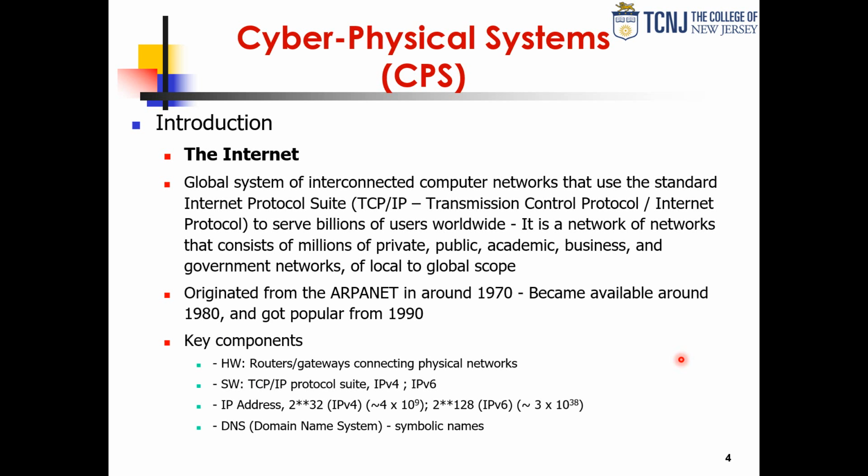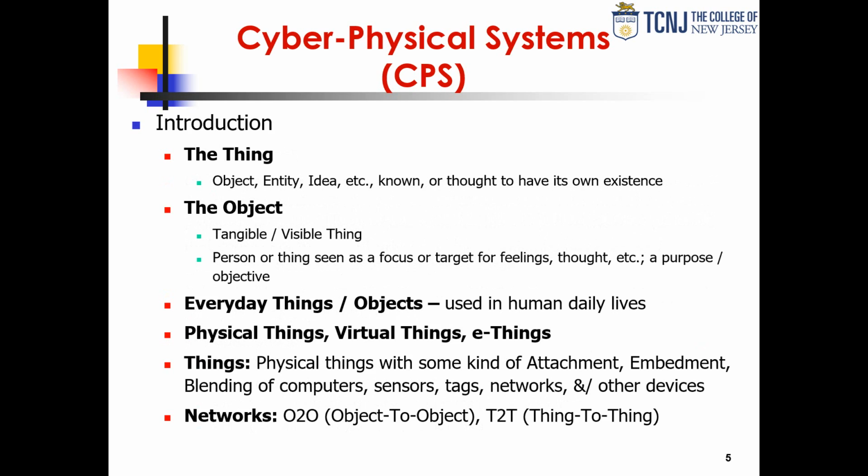So another aspect, of course, of the internet is the symbolic names, DNS, the domain name system for symbolic names, which are linked to an IP address by gateways and routers. So with that idea of what the internet is, now let's talk about the other side. Let's talk about the thing.